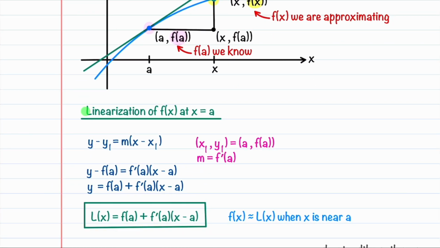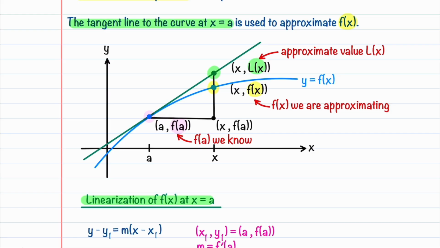The linearization of f of x at x is equal to a is the y value of the line that is tangent to the curve y is equal to f of x when x is equal to a. That's just this green line that was drawn up here. This is the y value that we're talking about.